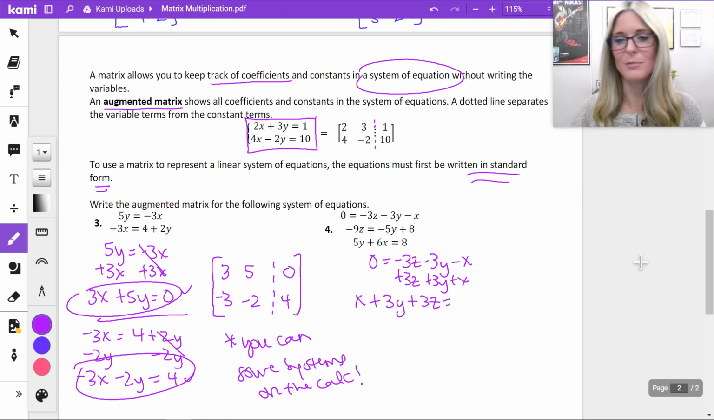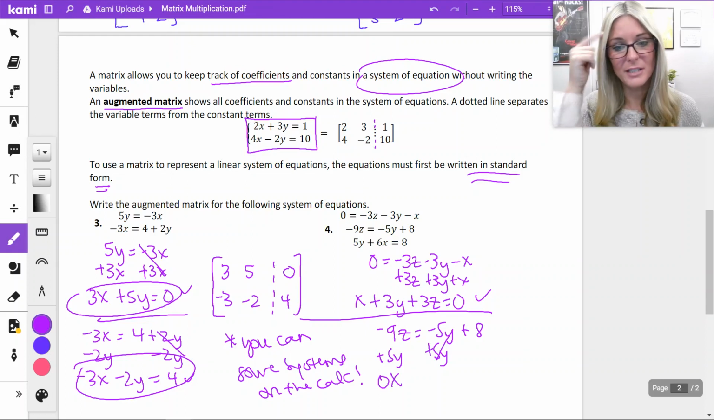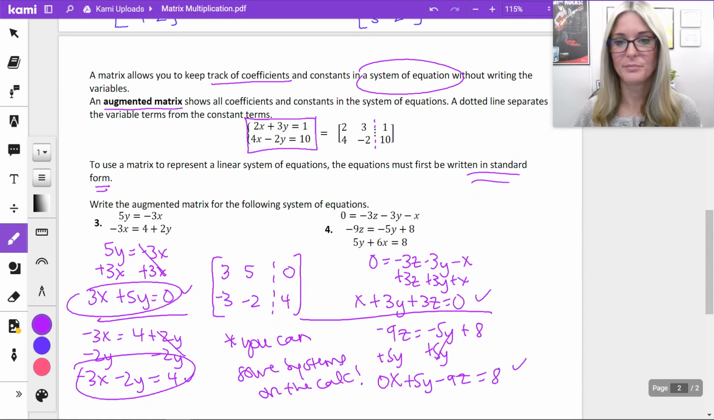If I subtracted 0 on the other side, it's still going to be 0. So there's our top equation. The next one, negative 9z equaled negative 5y plus 8. We would need to add the 5y to the other side. Notice there's not an x term. No big deal, okay? So I'm going to write 0x just to remind me later when I'm building my matrix. 0x plus 5y minus 9z equaled positive 8. That's my standard form equation.